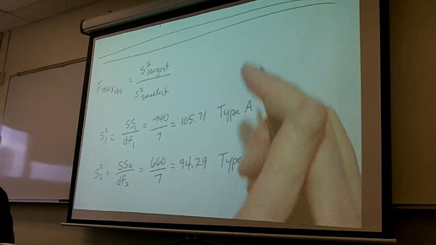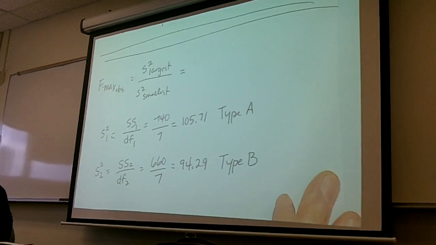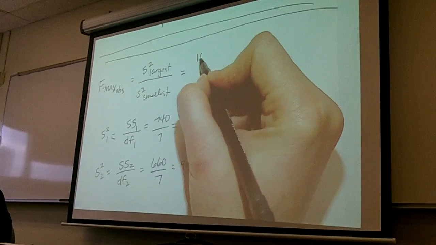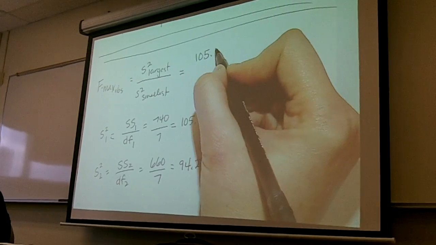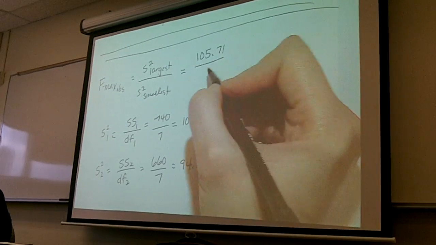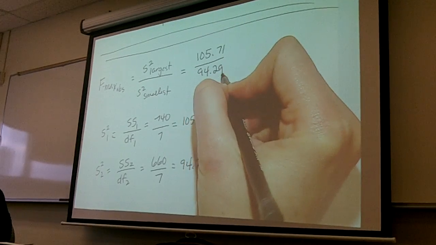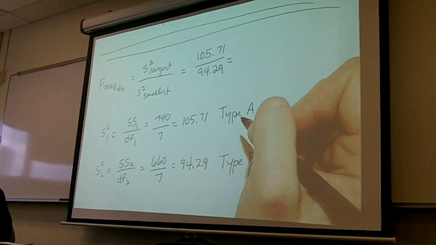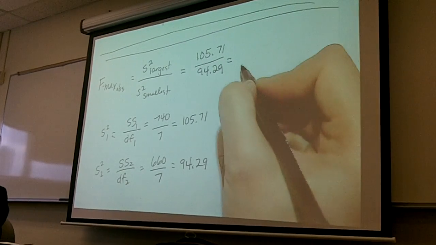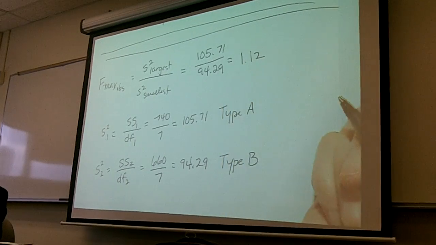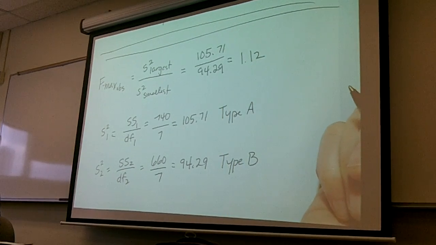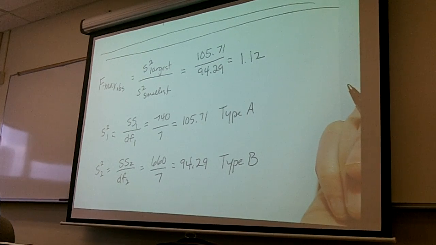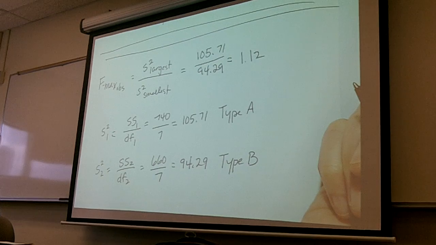So now I'm going to do the formula up here. And I'm going to put the larger one of those numbers on the top and the smaller one on the bottom. And what do I get when I do that math? 1.12. Okay, so that's my observed value. Now I've got to figure out whether or not that's significant. So I have to go look up Fmax critical.